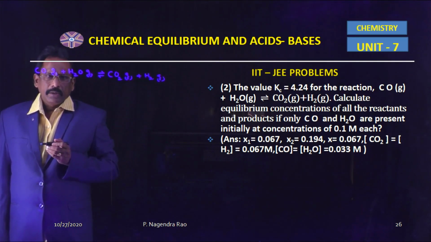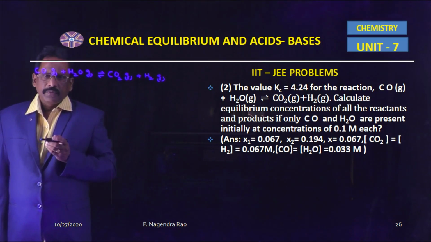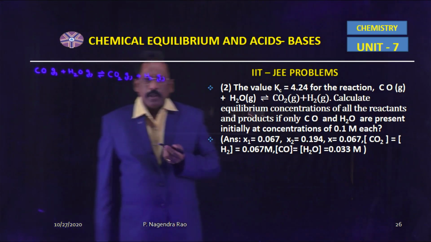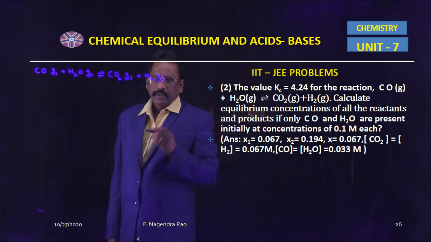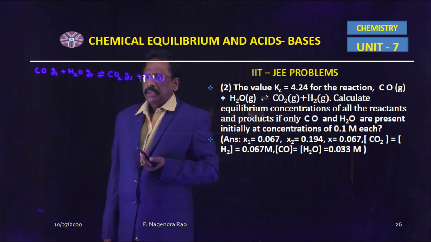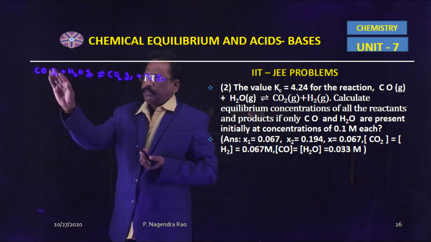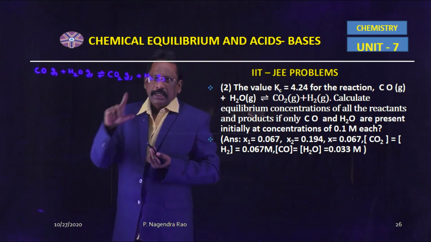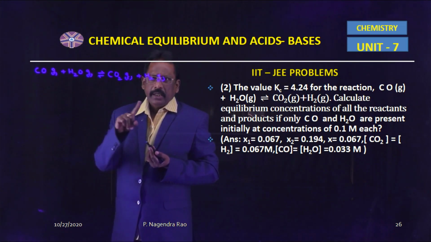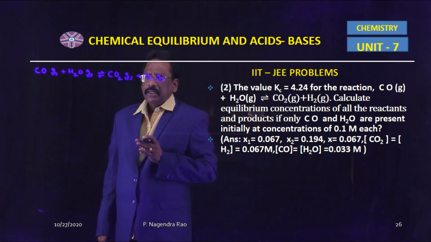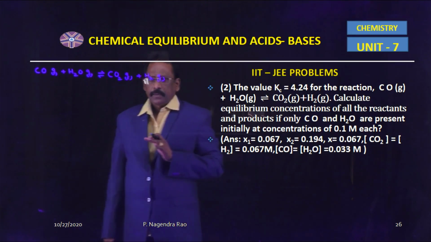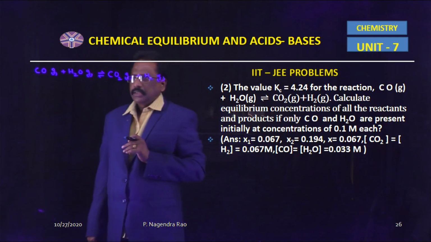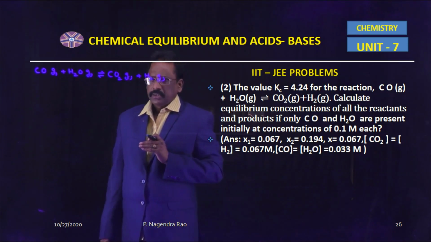Now in this problem, Kc is given, which is equal to 4.24. From that, calculate the active mass of carbon monoxide, water vapor, carbon dioxide gas and hydrogen gas at equilibrium conditions. Very important model problem, especially for IIT JEE type of examinations.